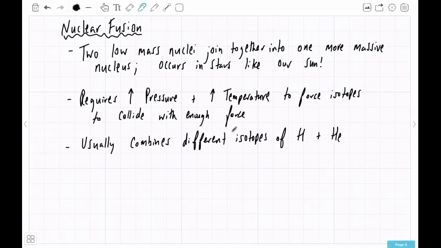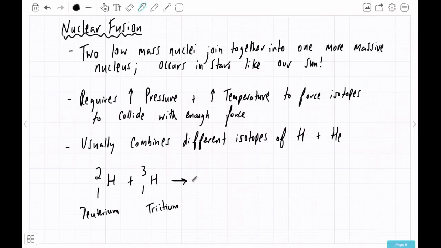We can write out these equations similar to how we wrote out nuclear fission equations. For example, here's an equation showing nuclear fusion of two different hydrogen isotopes. This is hydrogen 2 and hydrogen 3. Hydrogen 2 is known as deuterium, and hydrogen 3 is known as tritium.